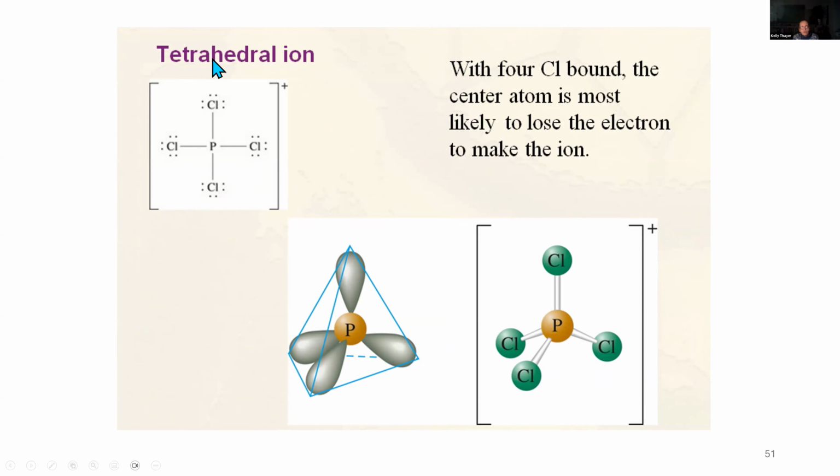Let's take a look at a tetrahedral ion. So here is a phosphorus with 4 chlorines around it. With 4 chlorines bound, the center atom is most likely to lose the electron to make the ion. So in this case, we have this shape and we have an ion here. And so the phosphorus being in the center is likely to lose its electron.